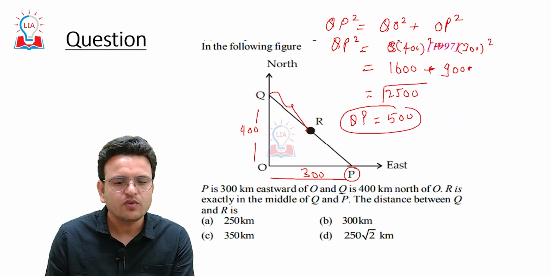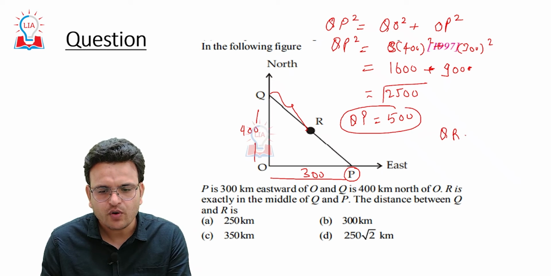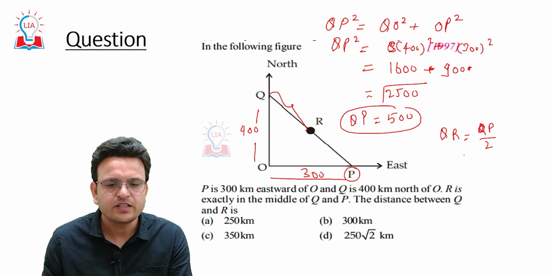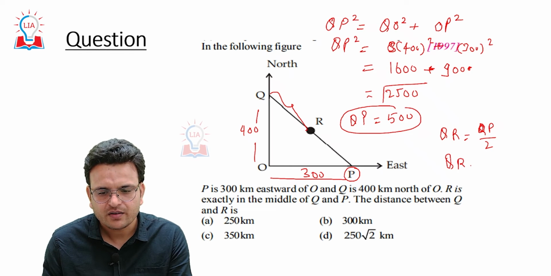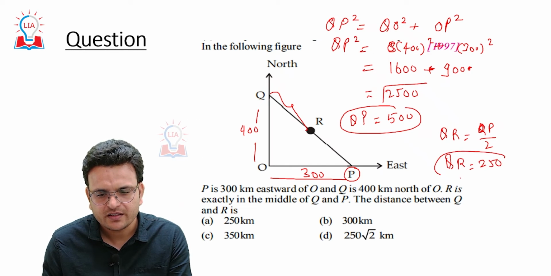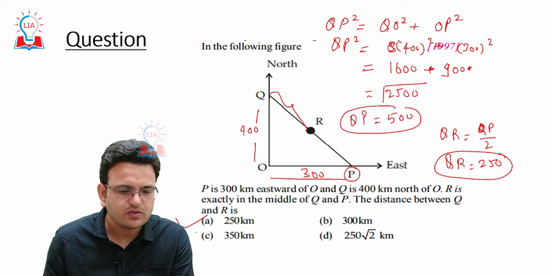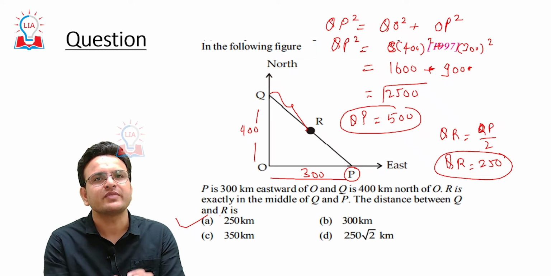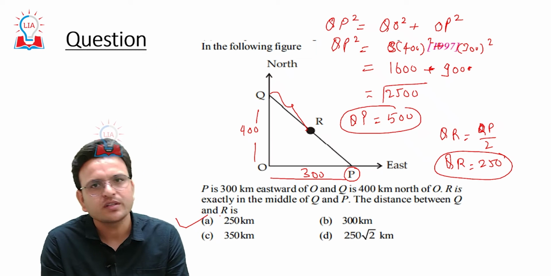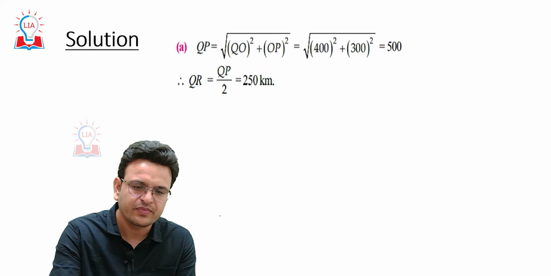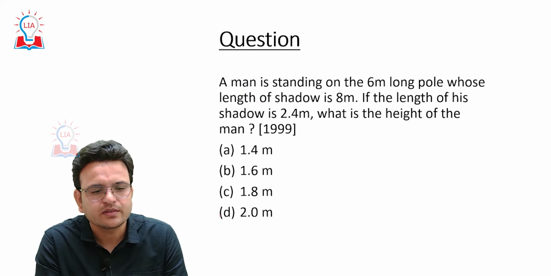What is the value of QR? QR will be QP by 2. It means 500 by 2, 250 kilometer. So hope you are able to understand this particular question. This is a very easy question, and such a question we should not miss in the real exam. Let's see one more question.